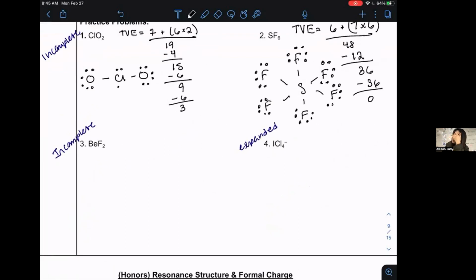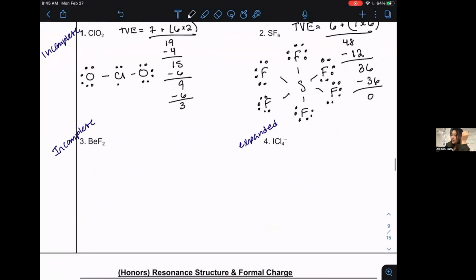So beryllium difluoride, total valence electron count. What do we got? So 4 plus 7 times 2, giving me 16. Then why did we say 16? Oh, 7 times 2 is 14.